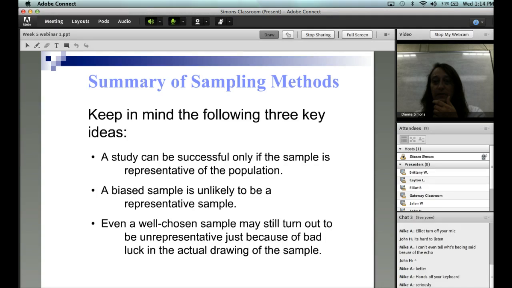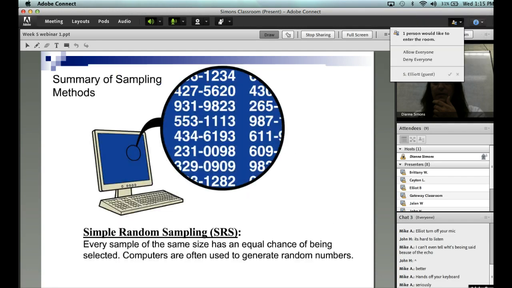That would be biased, yes. Even a well-chosen sample may still turn out to be unrepresentative just because of bad luck. Yeah. So, just depending on how you're drawing.